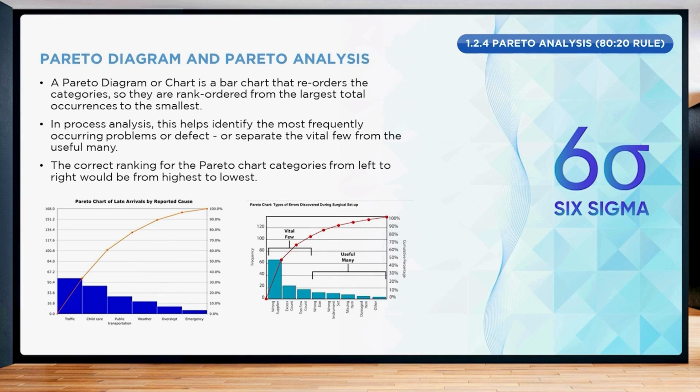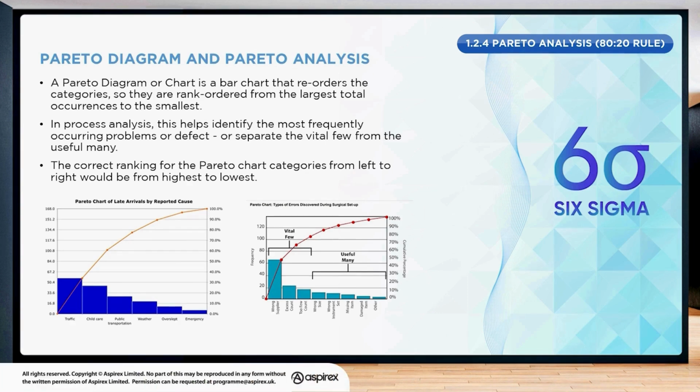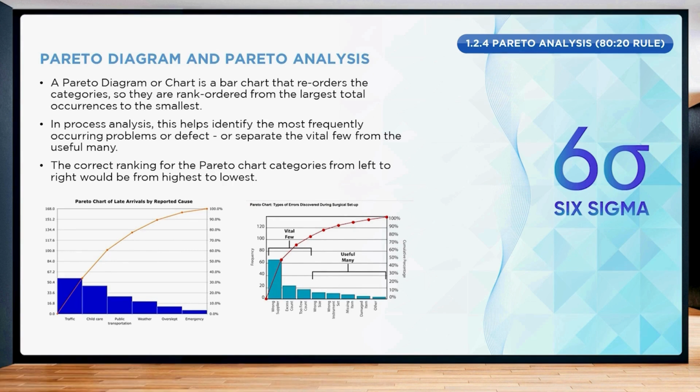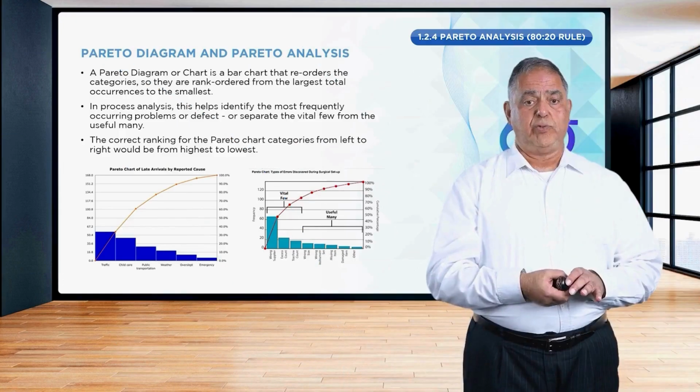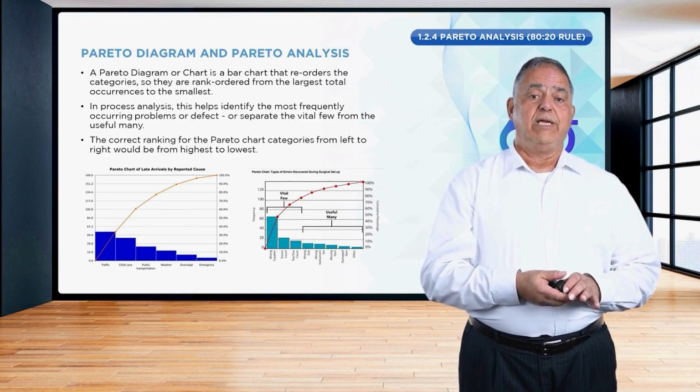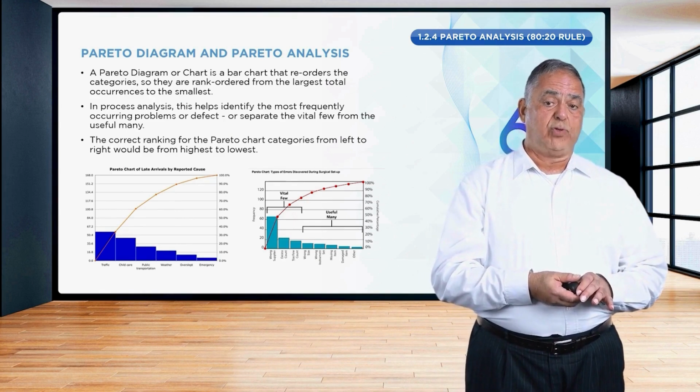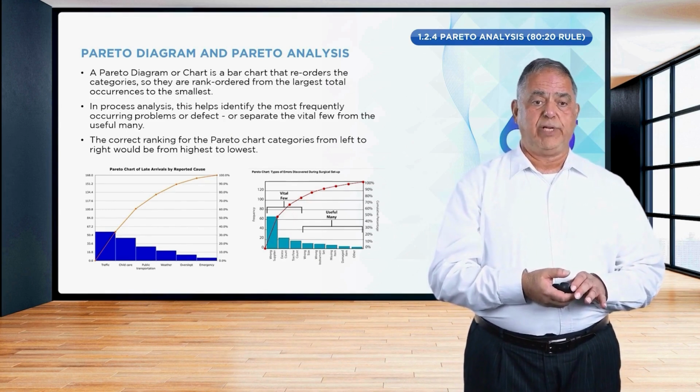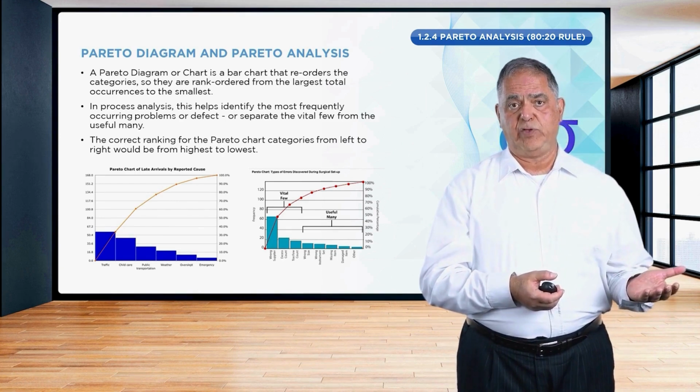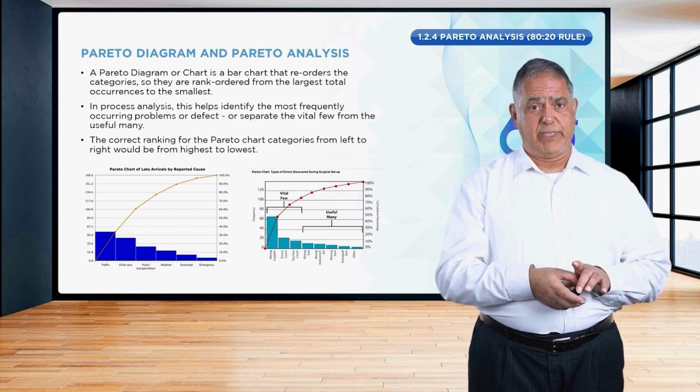A Pareto diagram or Pareto chart is a bar chart that reorders the categories of issues so they can be rank ordered from the largest to the smallest. In process analysis, this is very helpful in order to identify the most frequently occurring problems or defects, or for separating what is known as the vital few versus the trivial many.